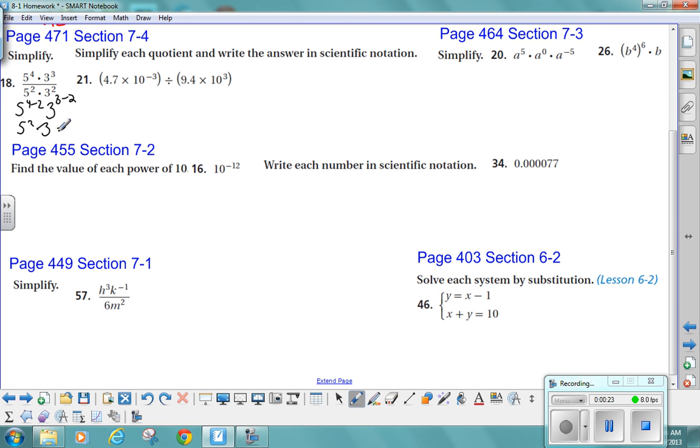5 squared, 5 times 5 is 25. 3 to the 1st is just 3. 25 times 3, the answer is 75.